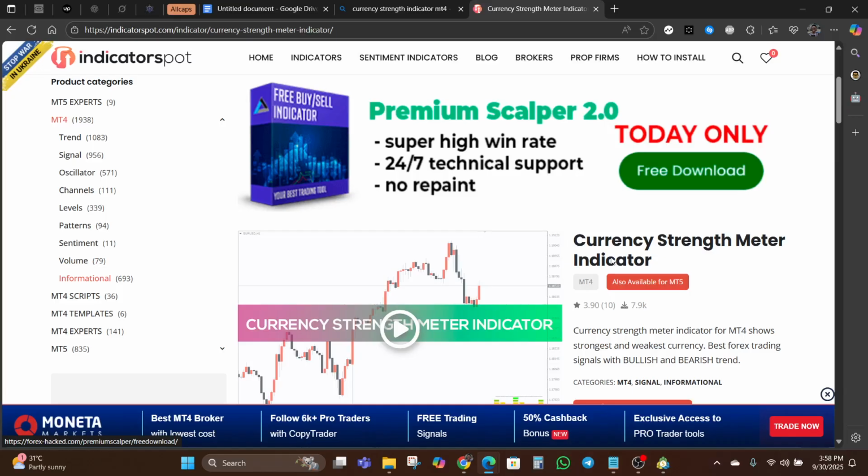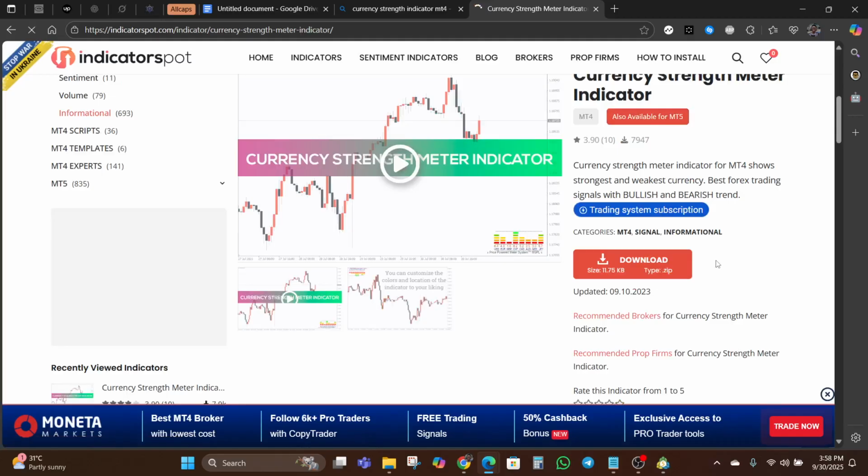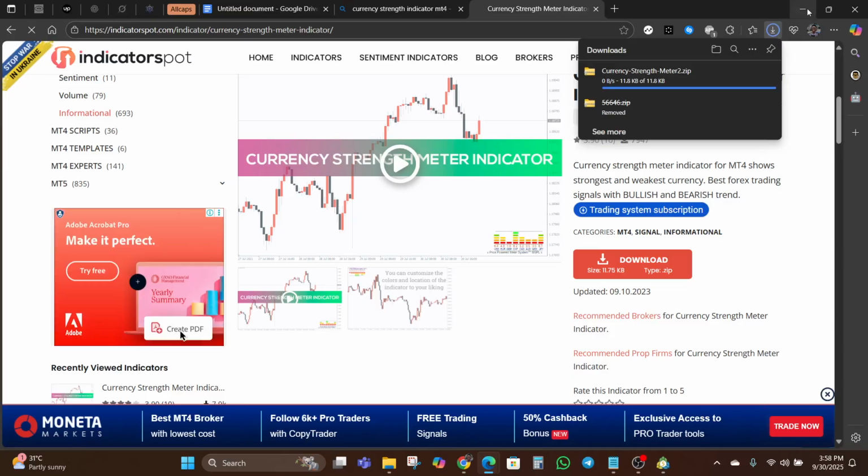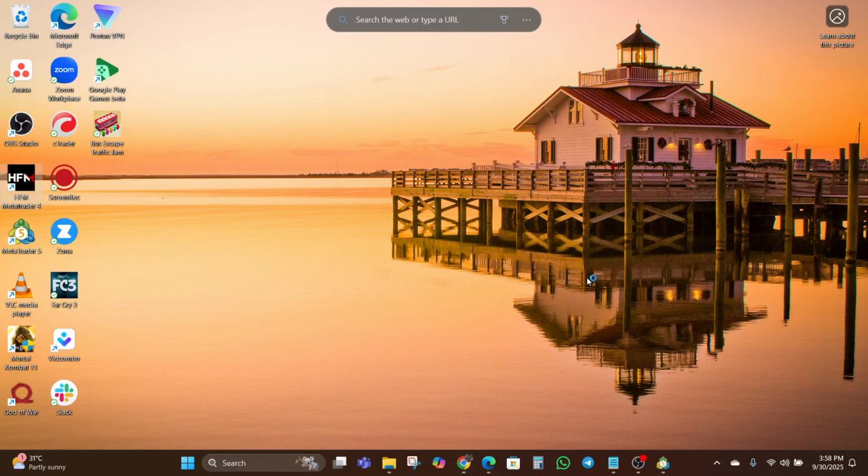Okay, so let us download this. You can see it's also available for MT5. So whether you are using MT4 or MT5, just download the one that is for the platform you are using. So I guess I'm going to be opening my MT4 because I'm downloading the one for MT4. Okay. So it has downloaded. We're going to go straight to it.